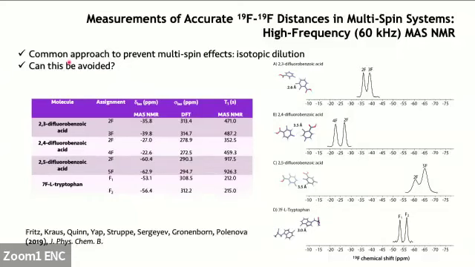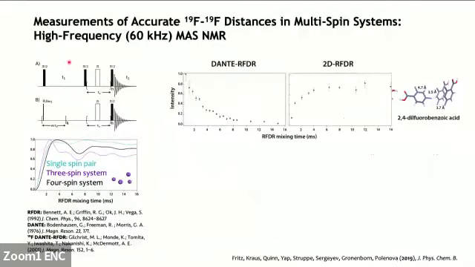These are difluorobenzoic acids containing fluorine substitutions in different positions. And you see here that for each of the two fluorine atoms, we have distinct peaks, which we were able to assign. The chemical shifts span quite a nice range. Also 7-ethyl-tryptophan, which has one fluorine, obviously, but it has two peaks because of the two crystallographically inequivalent sites in the molecule. Right, so how do we measure intrafluorine distances?